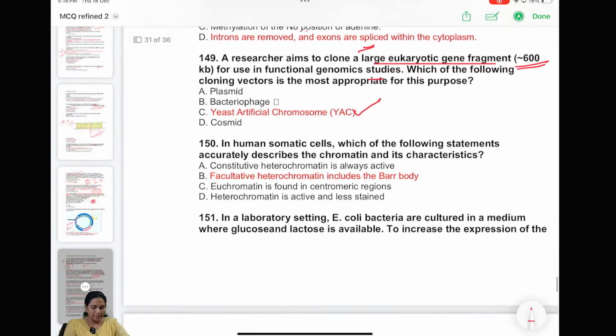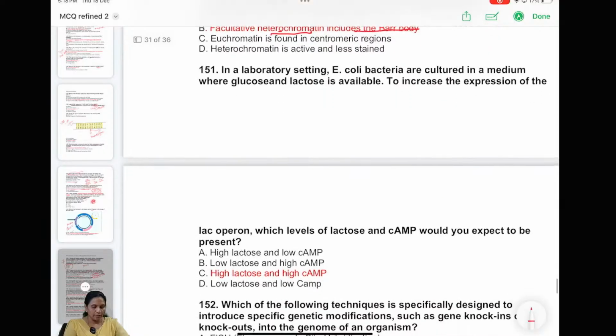In human somatic cell, which of the following statements accurately describes the chromatin and its characteristics? Facultative heterochromatin includes bar body. This is what describes chromatin in a somatic cell. Bar body, heterochromatin.